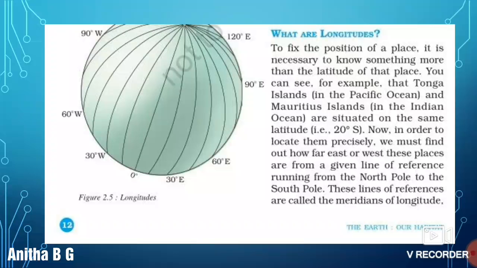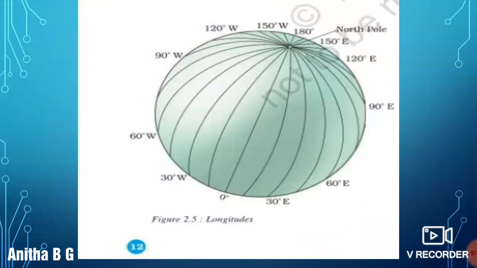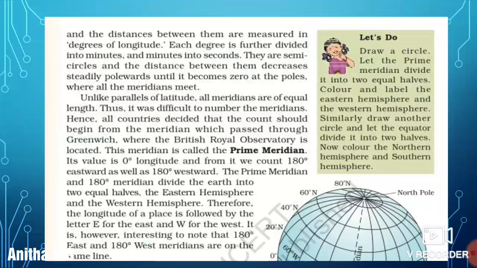What are the longitudes? They are the lines running from the North Pole to South Pole. The distances between them are measured in degrees of longitude. Each degree is further divided into minutes and minutes into seconds. They are semicircles and the distance between them decreases steadily polewards until it becomes 0 at the poles where all the meridians meet. Unlike the parallels of latitude, all meridians are of equal length.